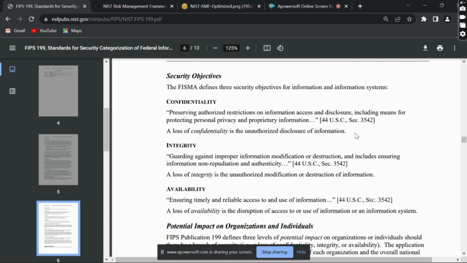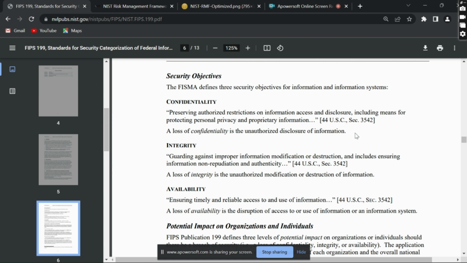When we talk about integrity, it means guarding against improper information modification or destruction, and includes ensuring information non-repudiation and authenticity. With integrity, all the information must be kept the same. You are not supposed to take some out or add some. Just keep it the way it is.